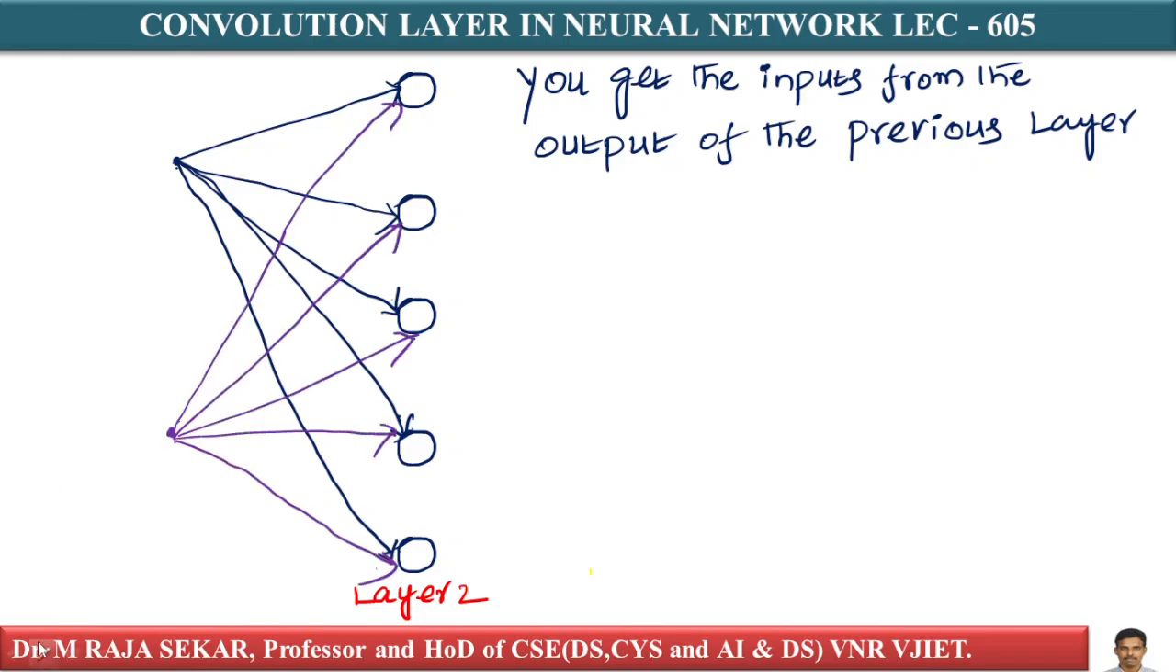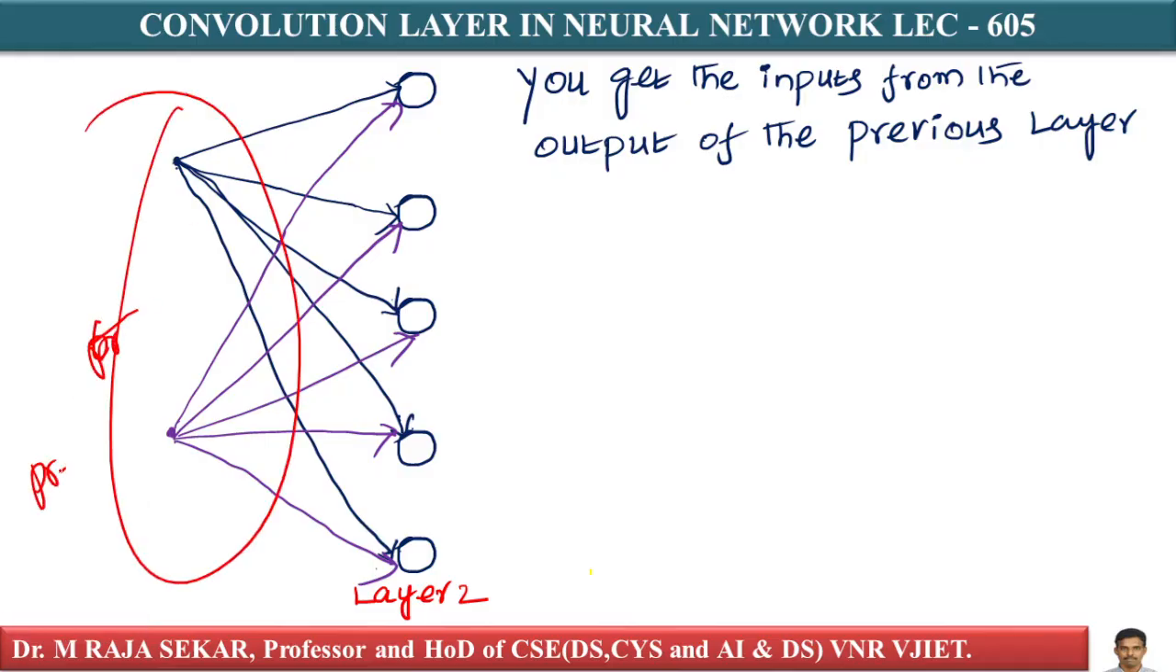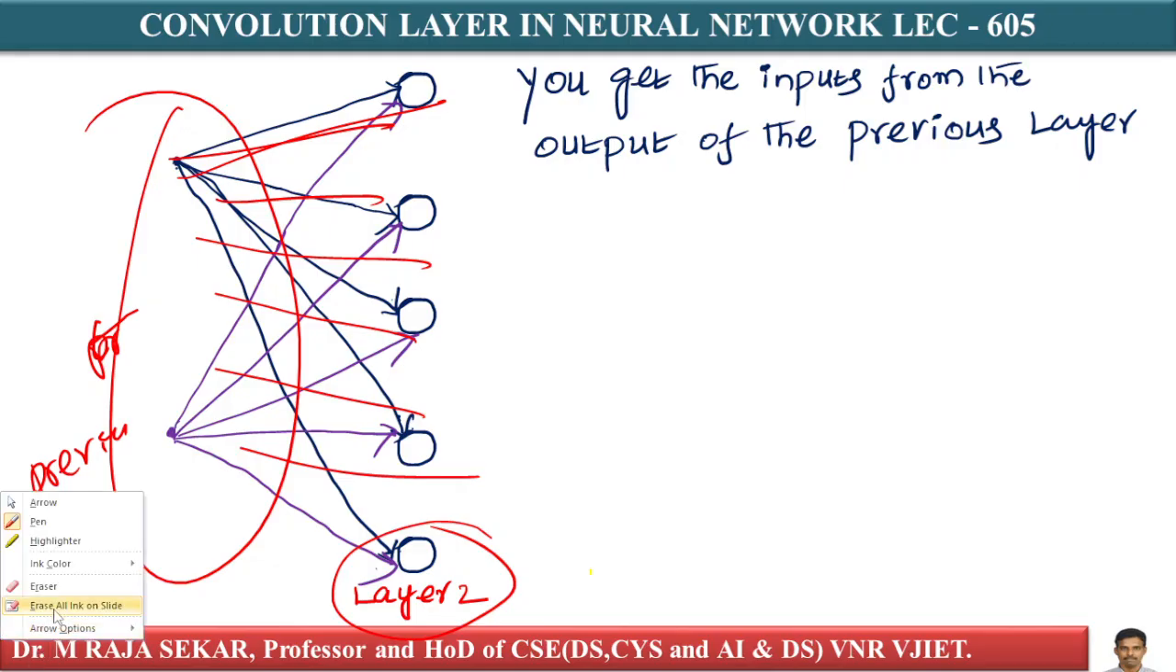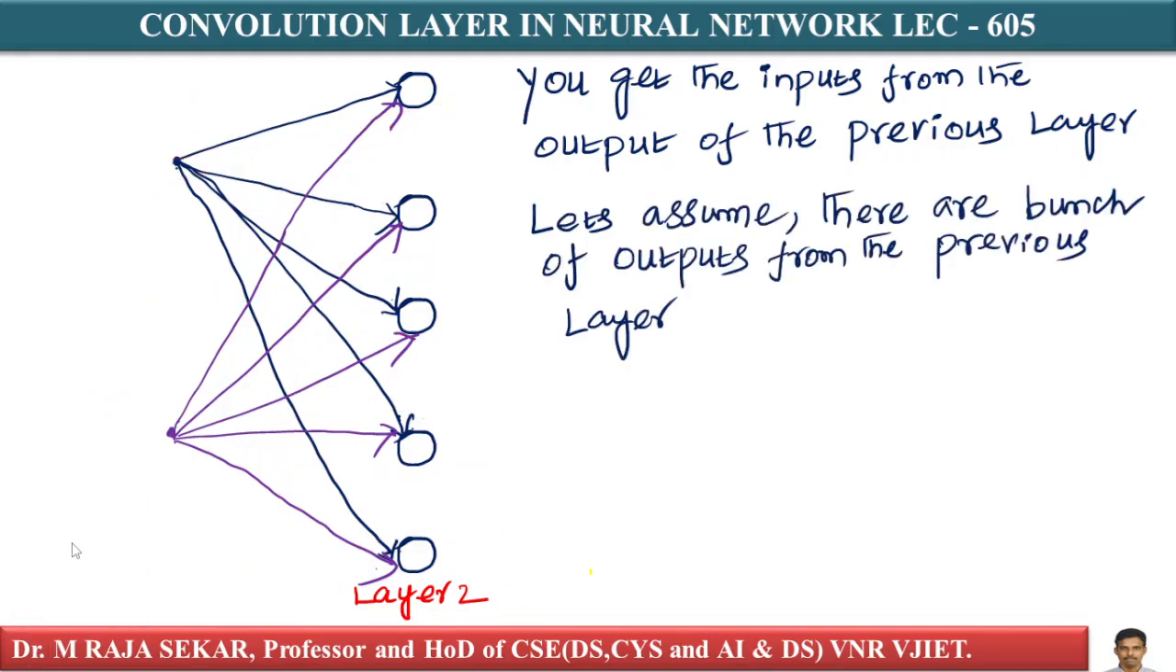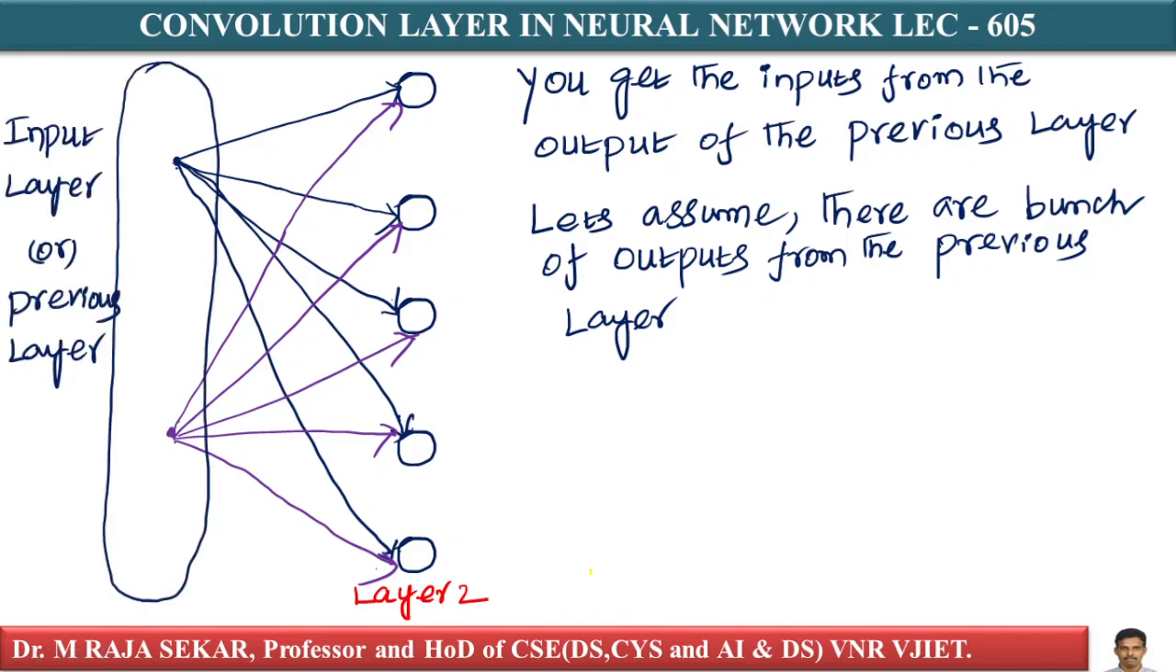Just see, this is my previous layer. I am getting inputs to layer 2. These inputs are the outputs of the previous layer. Let's assume there are a bunch of outputs from the previous layer. I am specifying this particular layer. This could be an input layer, or it could be a previous layer, isn't it?